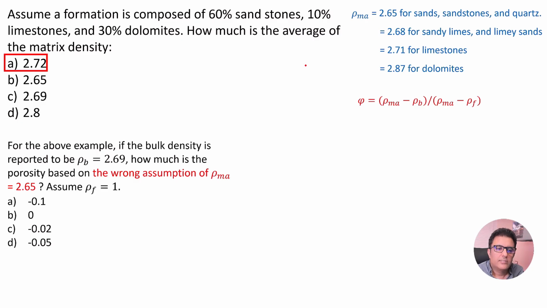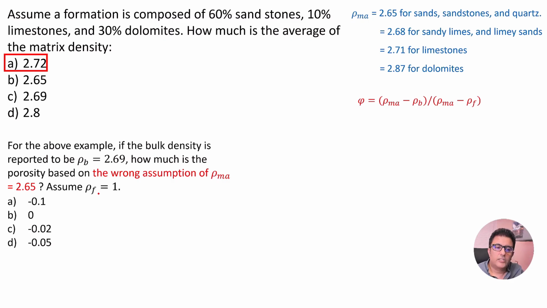Now let's do some calculations here. Let's go back to the above example. So assume that the bulk density reported is 2.69. Now, how much is the porosity based on the wrong assumption of the formation density to be 2.65, and assume that rho f is 1? So assume that this value of the bulk density is reported, but we have a wrong assumption about the matrix density. So we assume that the formation is purely sandstone and we don't consider the impurities of the sandstone.